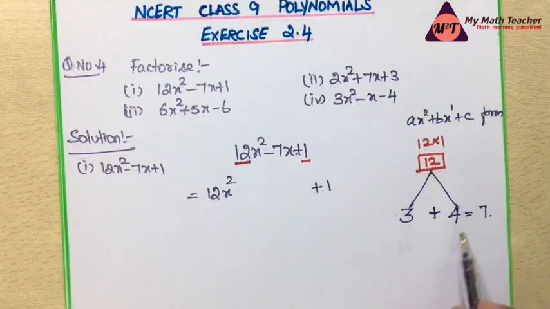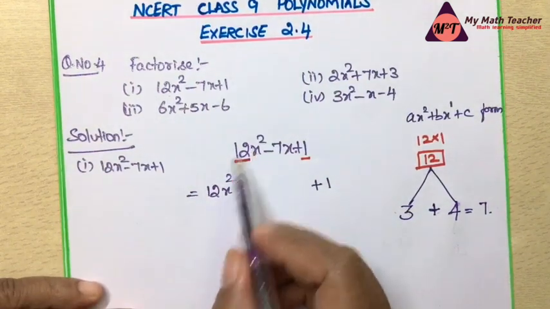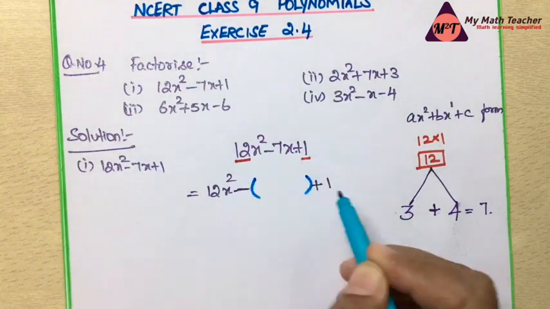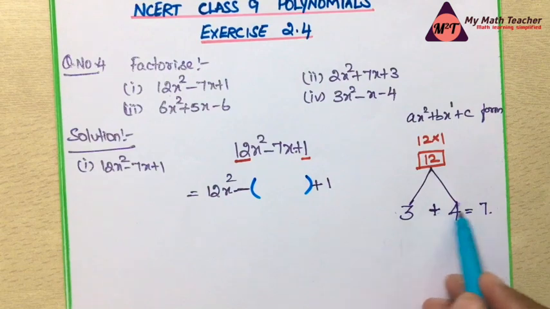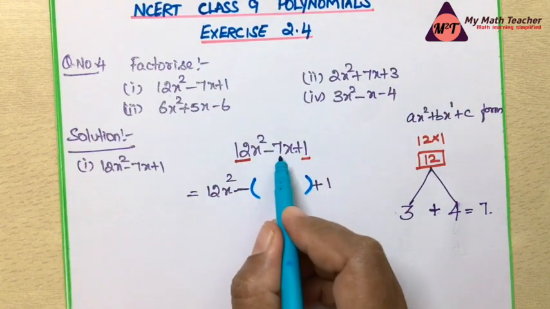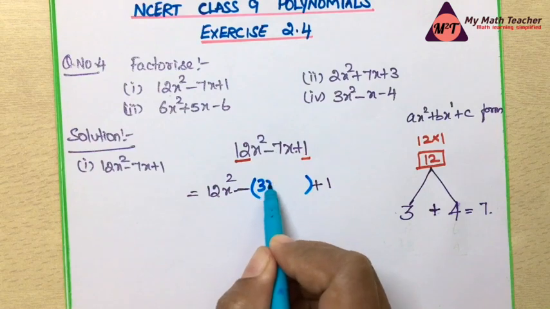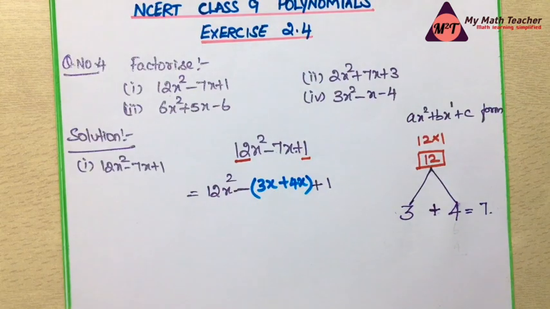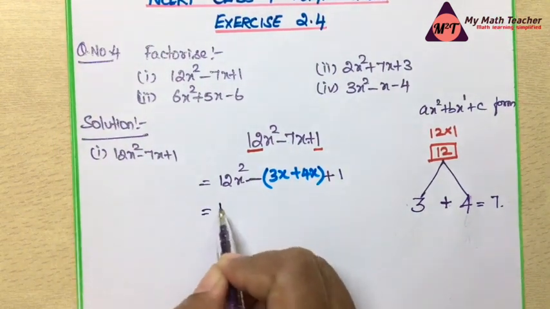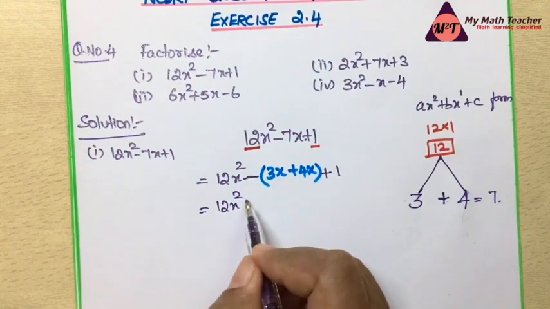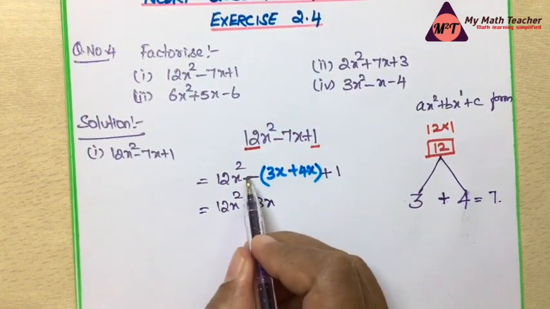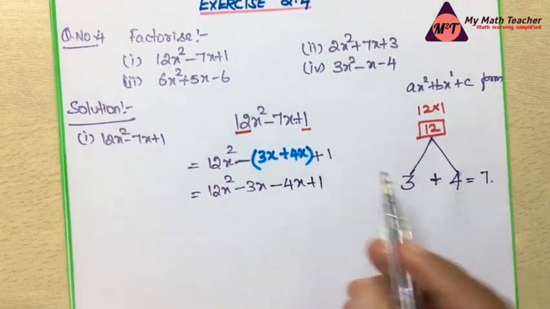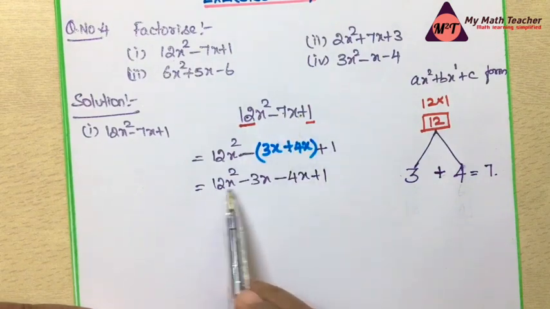Now we have to substitute these 2 numbers in the middle term. So now 12x square. The symbol here is minus. I am writing minus. Now I am going to put a bracket here. Now add the 2 numbers, that is 7x can be written as 3x plus 4x. This is how we have to split the middle term. Now remove the bracket by multiplying, that is 12x square minus 3x. Remove the bracket by multiplying: minus into plus will be minus 4x plus 1. So we can clearly see from 3 terms it is now 4 terms.